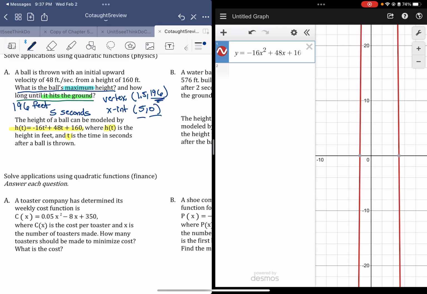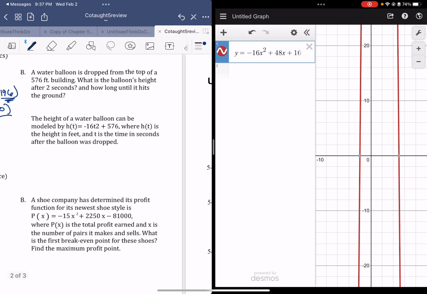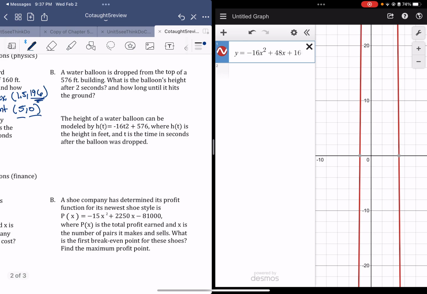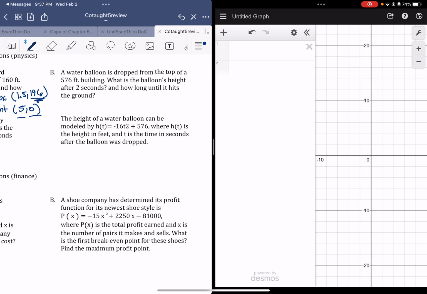All right. So let's move to question B. We'll get rid of that equation because we'll have a new equation. A water balloon is dropped from the top of a building. What is the balloon's height after 2 seconds? And then how long until it hits the ground? They give us the equation. And again, same thing. H of t is the height and t is the time.